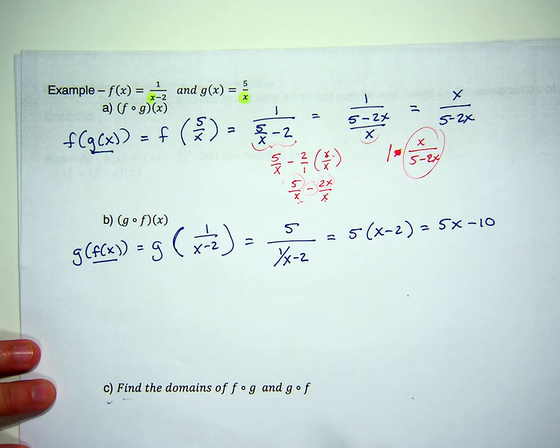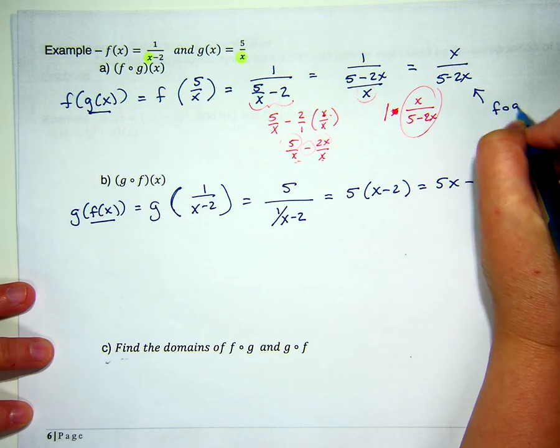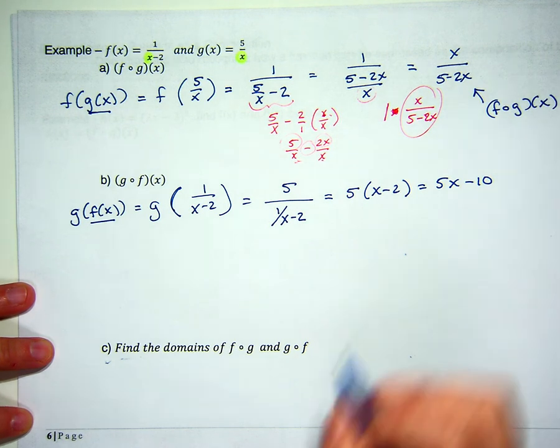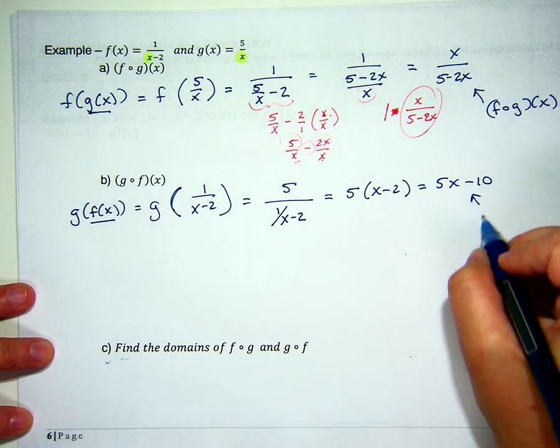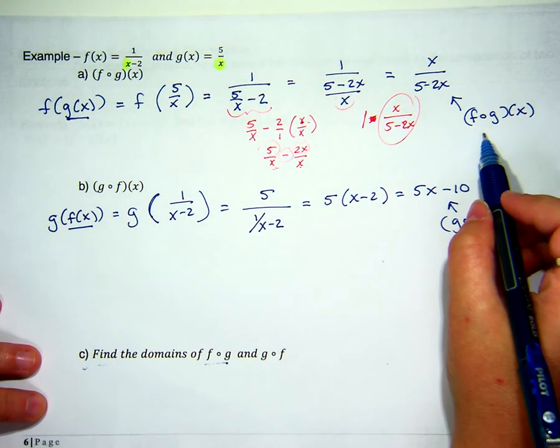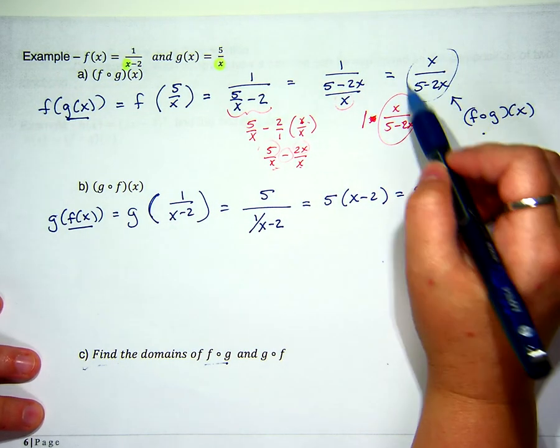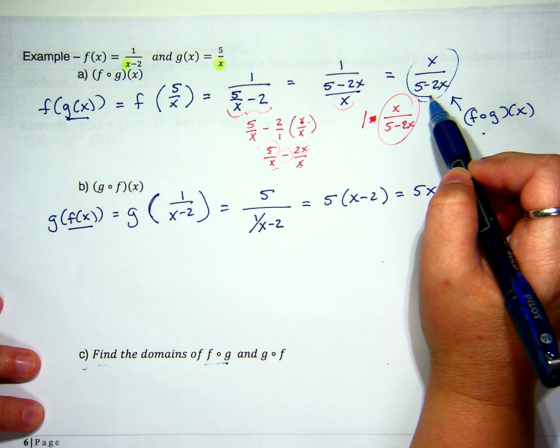We want to talk about the domains of f composed of g and g composed of f. This is your f composed of g function. This is your g composed of f function. If I want to talk about the domains of f composed of g, you ask yourself two questions. Do I have a variable in my denominator? Yes. Do I have an even index roots? No. But I do have a variable in my denominator.